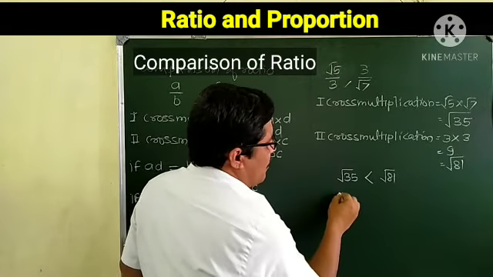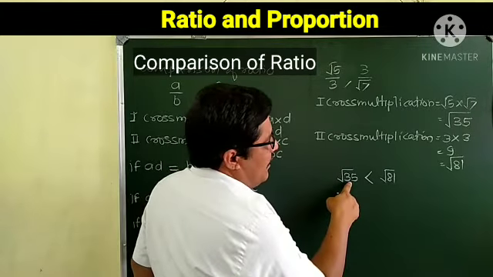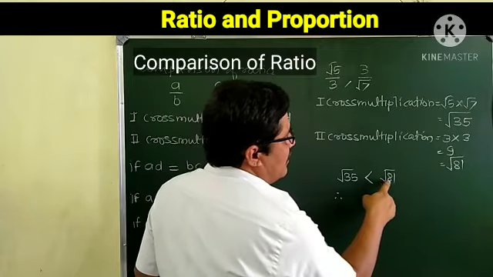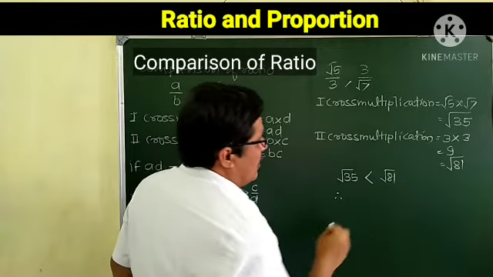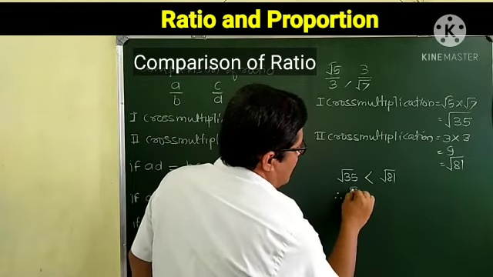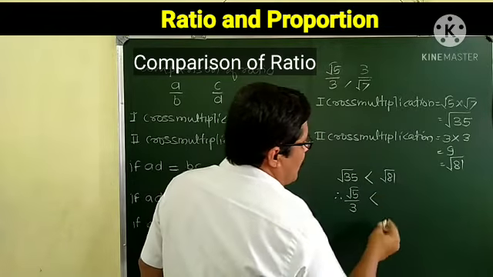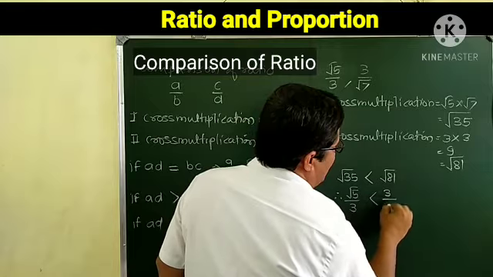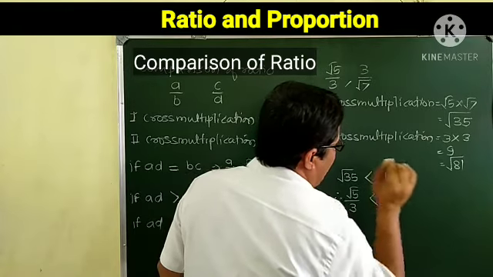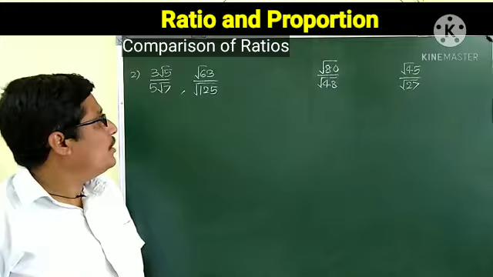Therefore the first cross multiplication is smaller than the second cross multiplication. Therefore we can write square root of 5 is to 3 is smaller than 3 is to square root of 7.